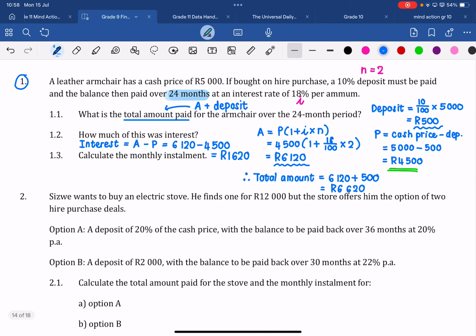We are just going to say here, installment equals, what is my A value? 6,120 divided by how many months? 24, right? They told us that. Let's quickly see what this is. 255 Rand.